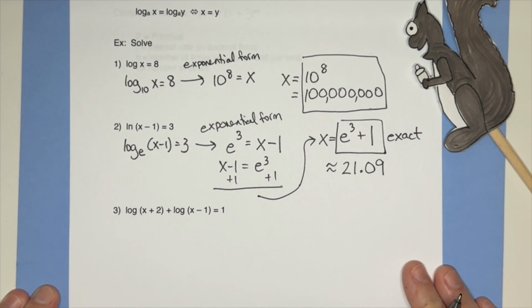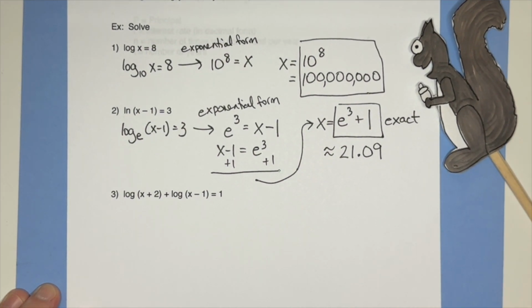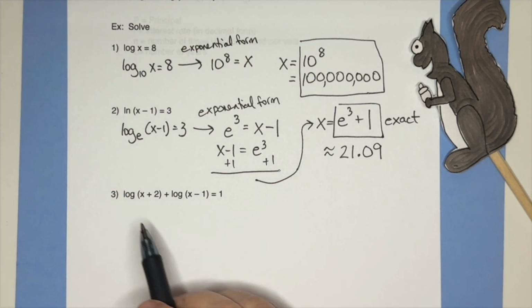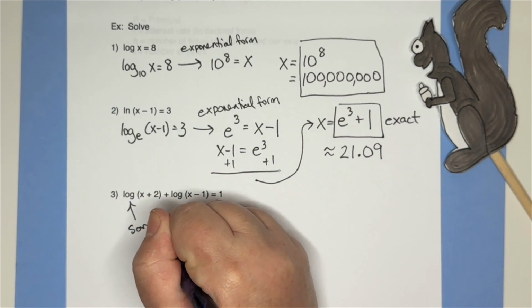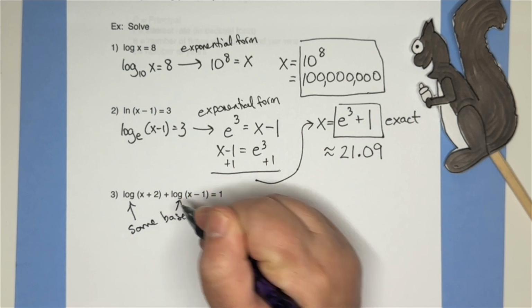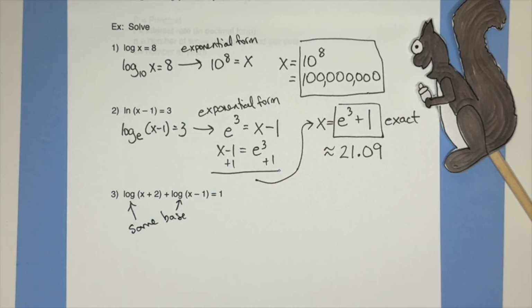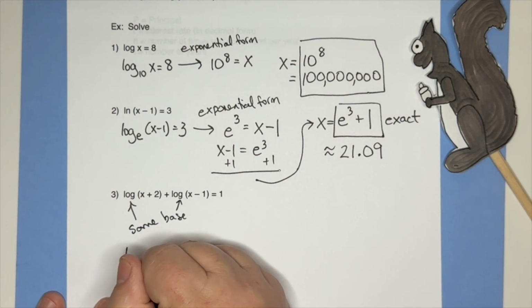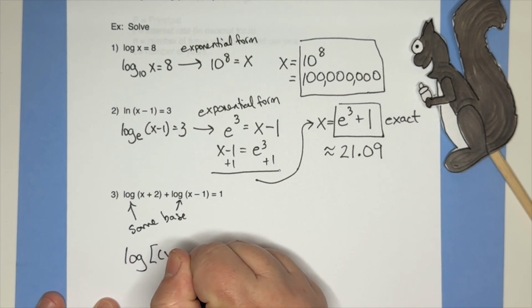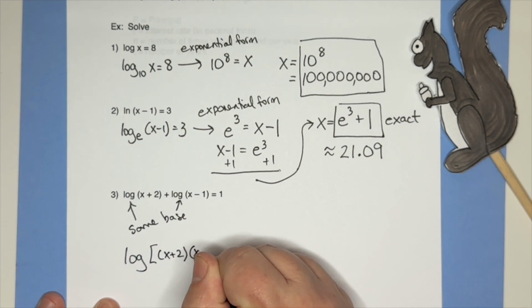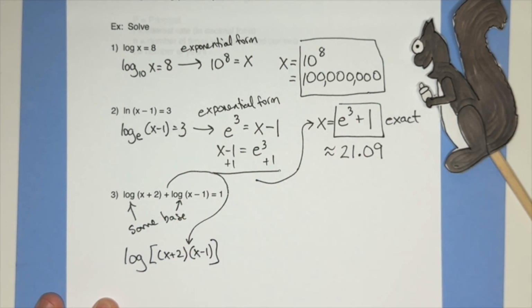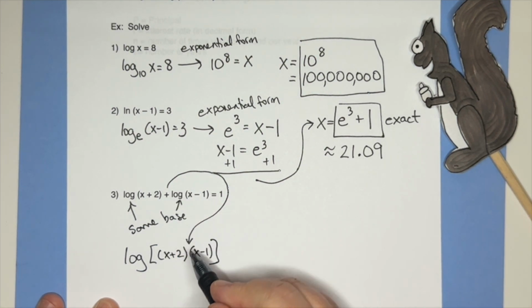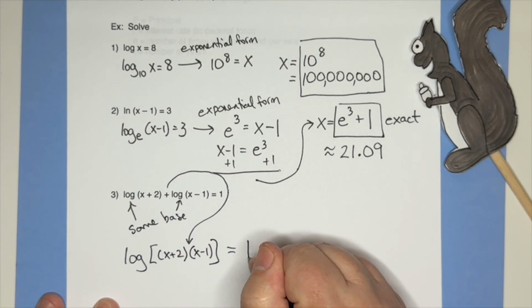Okay, let's keep going. This next one, I'm going to have to make use of the laws of logarithms. Remember that when I have 2 different logarithms with the same base and I'm adding them, then I'm actually multiplying their arguments. I'm multiplying what they're taking the logarithm of. So over on the left side, I get the log of x plus 2 times x minus 1. Addition here gave me multiplication, and that equals 1.